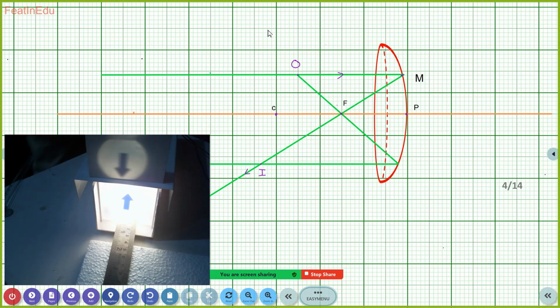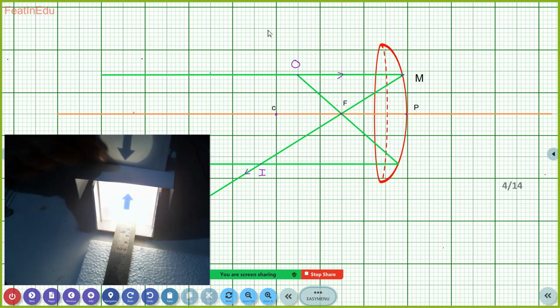Can you all appreciate that? So now you see, I have to move it backwards to get a clear image. Are you able to appreciate that? Of course, using the scale, you can do the exact measurement. We don't have much time to conduct this experiment, but when you go to college, you will be doing this on an optical bench platform in detail.